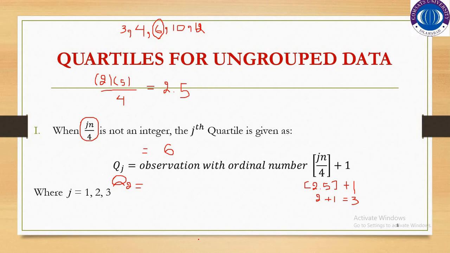And for the purpose of finding Q3, what you will do is substitute j is equal to 3. So that would be j, 3, into n, which is 5.